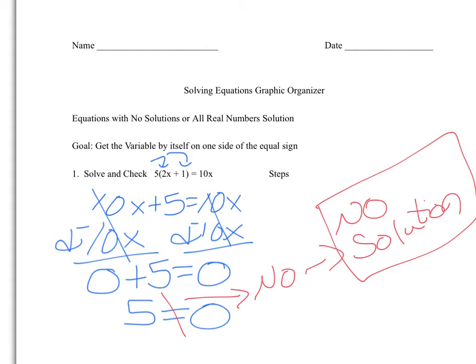Now we have a good and a bad thing about these equations. Most of you will like it, which is the good thing. There's no way to check these. If you get an answer of no solution or all real numbers, there's no way to check your work. You just have to trust that you did it right.